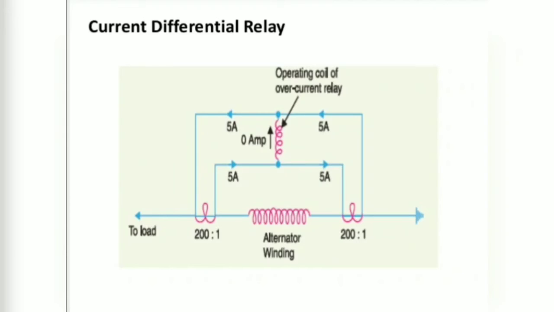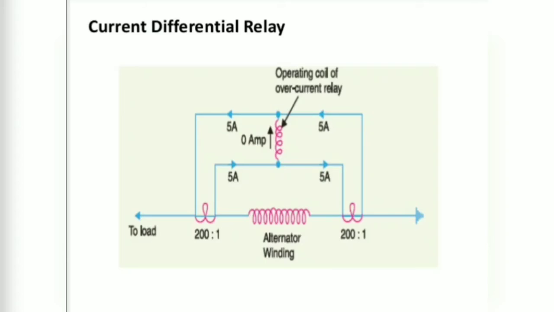The figure shows an arrangement of an overcurrent relay connected to operate as a differential relay. A pair of identical current transformers are fitted on either end of the section to be protected, an alternator winding in this case. The secondaries of the CTs are connected in series in such a way that they carry the induced current in the same direction. The operating coil of the overcurrent relay is connected across the CT secondary circuit.